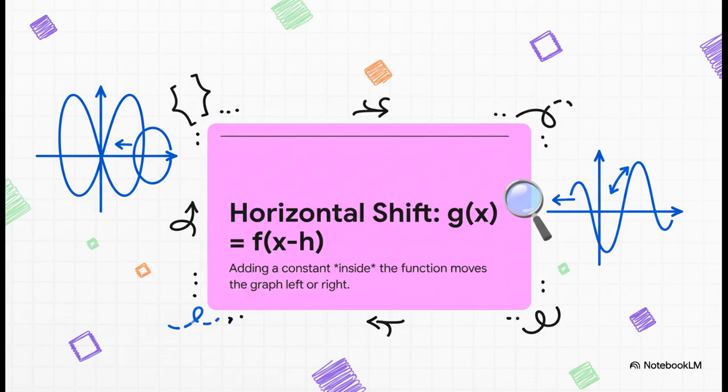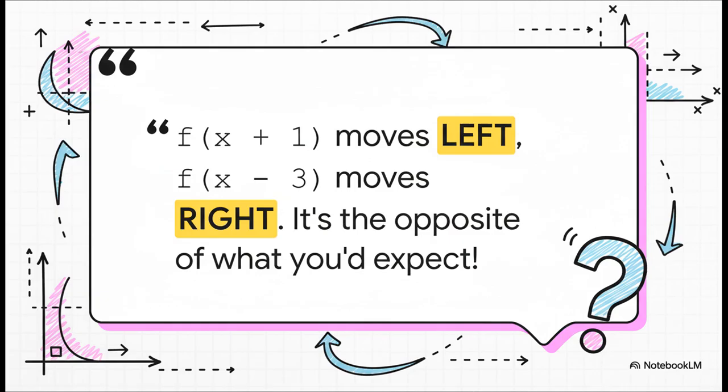This is what happens when we make a change inside the function's parentheses. And this is where things get a little weird, because the effect is the total opposite of what your gut tells you. You heard that right. You see x plus 1 inside the function, and you think, move right, but nope. It actually shifts the graph to the left. And if you see x minus 3, that moves it to the right.